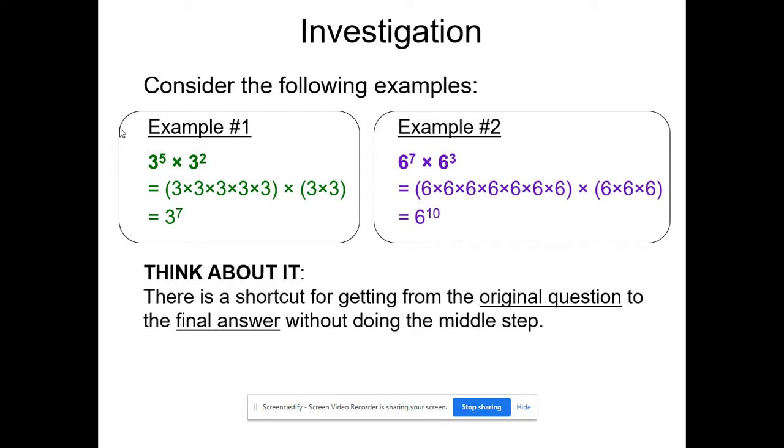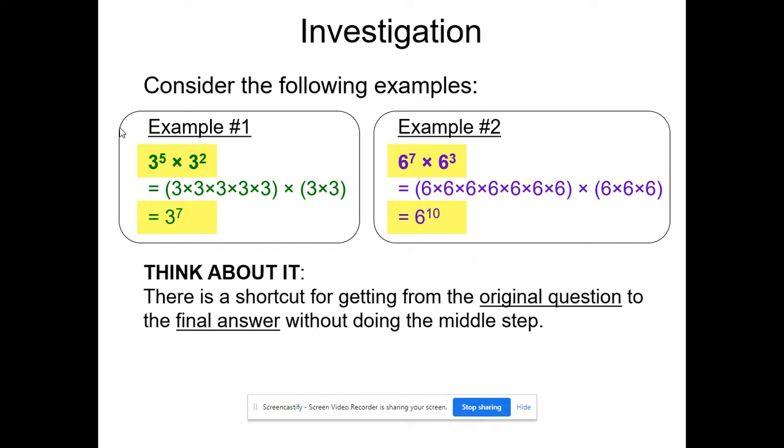So I want you to take a second and think. There is a shortcut for how to take the original question and get the final answer without doing the middle step. So I want you to take a moment, look at those questions, look at the answer. How do you think you could get that number?